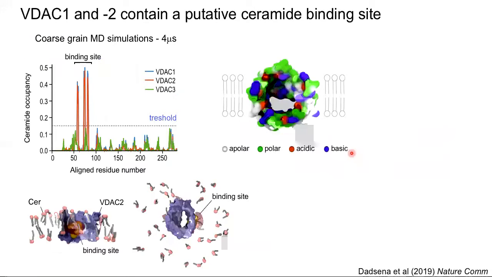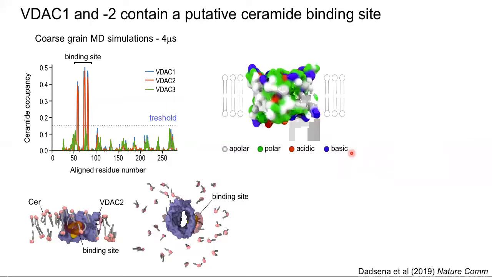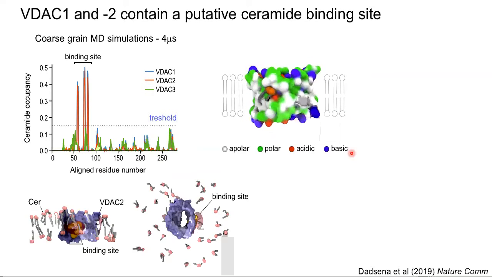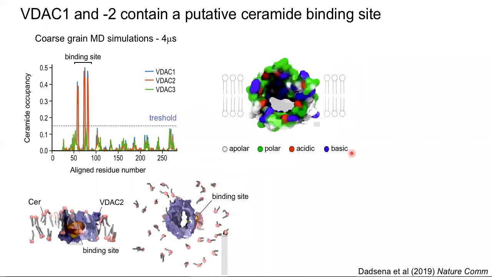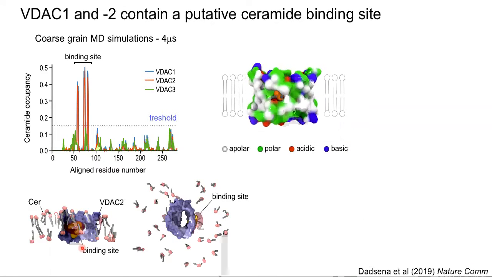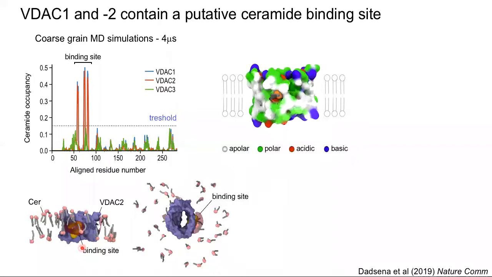And to search for a putative ceramide binding site on these VDACs, we started a collaboration with Manel Melo and Siewert-Jan Marrink in Groningen, and they performed so-called coarse-grained molecular dynamics simulations of VDAC channels in model bilayers that mimic the outer mitochondrial membrane and that contained 5% mole of C16 ceramide molecules. And in agreement with the photolabeling data, VDAC1 and 2, but not VDAC3, were found to have a binding site for ceramide in the bilayer center on one side of the beta barrel.